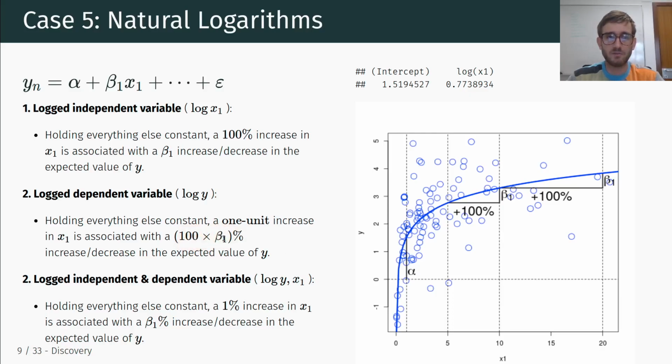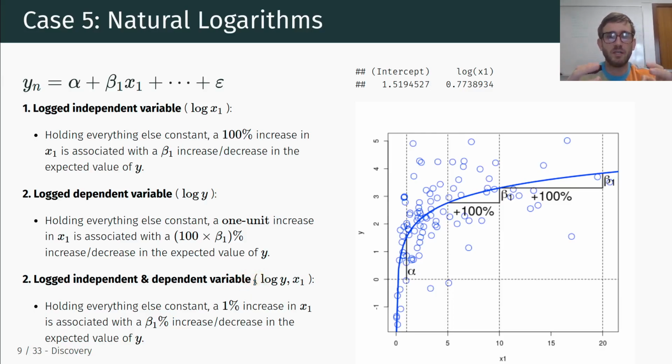Here the dependent variable is logged, and so we have a 1 unit increase in x, because x is on the original scale, that is associated with a percent increase or decrease in y, and the percentage is 100 times the coefficient. So 0.77 would mean a 77% increase or decrease in y. Since it's positive, it would be a 77% increase in y. So every 1 unit increase in x increases y by 77%, depending on the value of y, of course.